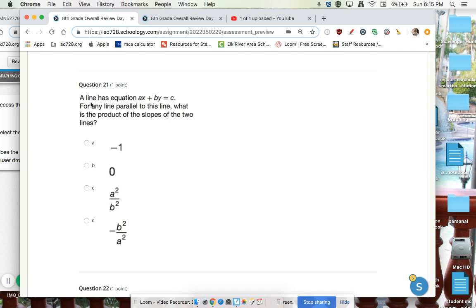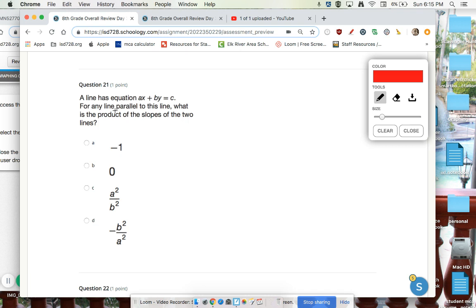Okay. A line has an equation, ax plus by equals c. For any line parallel to this line, what is the product of the slopes? So parallel means the same slope. So I'm going to figure out the slope of this super fancy looking standard form equation. What I would do is get y alone. So I'm going to subtract ax to both sides, I'm going to subtract my x term. You always move the x and divide by what's sticking to the y. Subtract ax. That would need to go in front of the c.